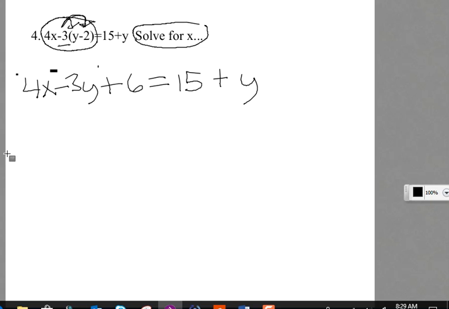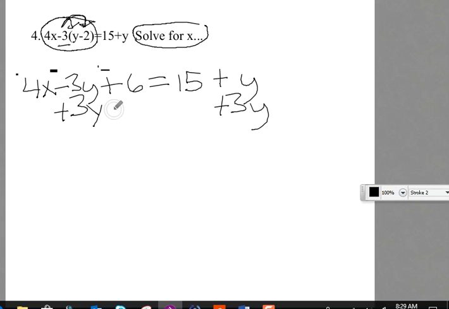So we can do that easily. We're just going to use opposite operations. To get rid of a negative 3y, we're going to do a positive 3y. And if we add 3y to the left side, we also need to add 3y to the right side. Now notice, I put the 3y underneath the 1y because those are the ones that I'm going to combine on the right side. Okay. We also needed to get rid of this plus 6, right? So to get rid of a plus 6, the opposite of adding 6 is to subtract 6.